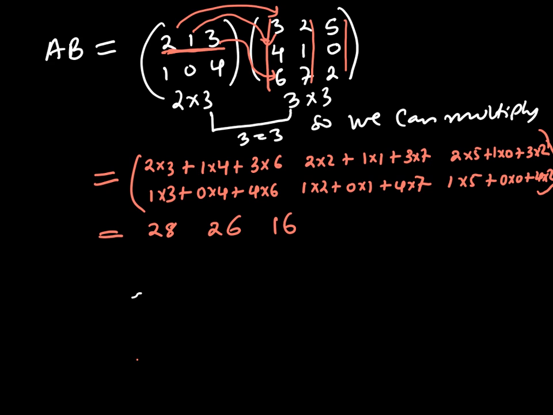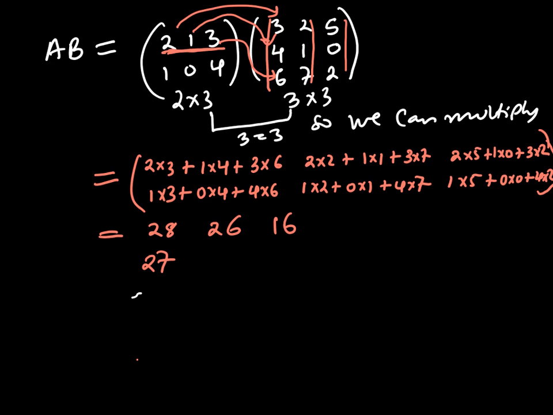Okay. Then 1 times 3 is 3. Then 4 by 6 is 24. Okay. 24 plus 3 is 27. Okay. 1 times 3. Okay. And 4 by 6. Okay.